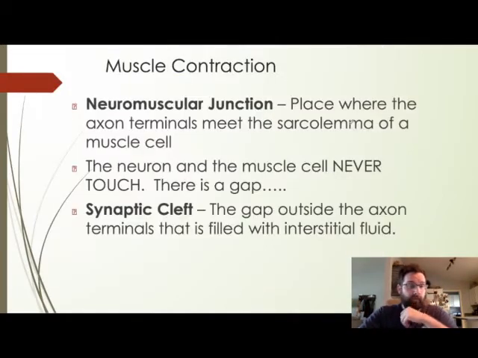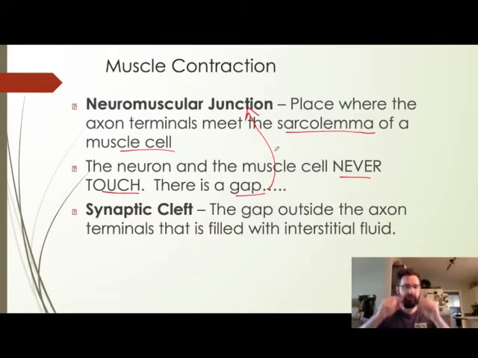Other ones you're going to see: neuromuscular junction. This is the place where the axon terminal actually meets the sarcolemma of a muscle cell. Though, and you've maybe heard this before, the neuron and the muscle cell actually never touch. There's a gap, and we call that gap the neuromuscular junction. There's a space in between the two. So if I've got a nerve and I've got the muscle fiber, there's a space in between the two where they never actually touch. And we'll talk about what happens in between there.